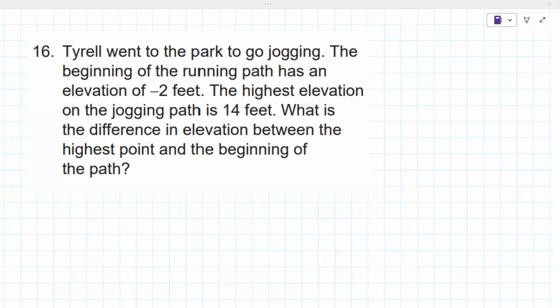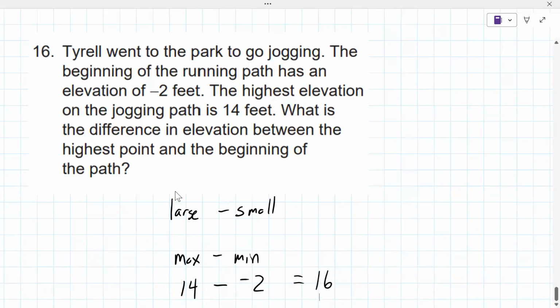Feet. How did you come up with that? Because the lowest elevation is negative 2 feet and the highest is 14 feet. Do you typically do large minus small or max minus min? Yeah, that's what I did. So 14 minus minus 2. Yeah. Okay. What does the double negative become? That would be 16. 16. And it's so easy to give that answer you just gave and think you're right. The subtraction's always there. Double negative becomes a plus.